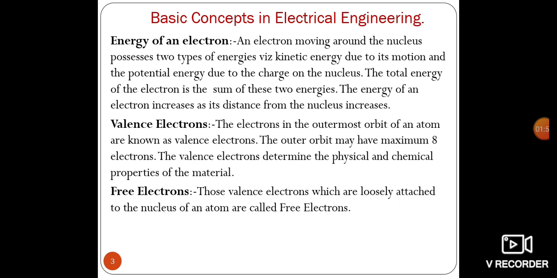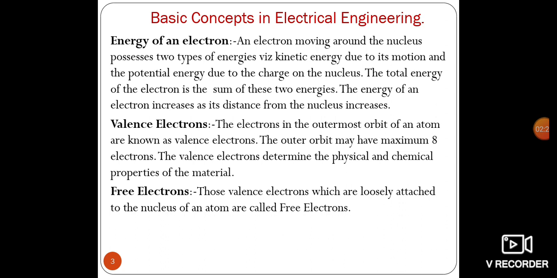So, the energy of an electron is the sum of two energies, that is the kinetic energy due to the motion and the potential energy due to the charge of the nucleus. The energy of an electron increases as its distance from the nucleus decreases. So, as and when the electrons go far away from the nucleus or they are in the outer orbits, the energy of the electrons will be more and more, or it will be on the higher side.